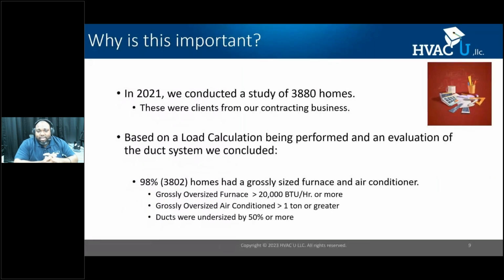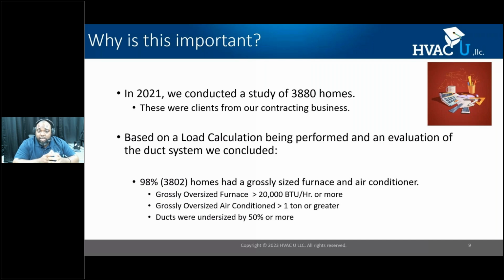All right. So in that study in 2021, we surveyed about 3,800 homes that we were personally in. And these were clients from our contracting business. Regardless of what we were in the home for, we would ask the client if we could take some measurements, and we performed a load calc and compared it to the equipment that was installed in that customer's home. When we analyzed the data, 98% of those roughly 3,800 homes had grossly oversized equipment.